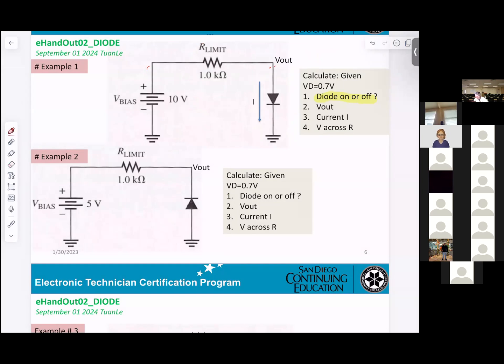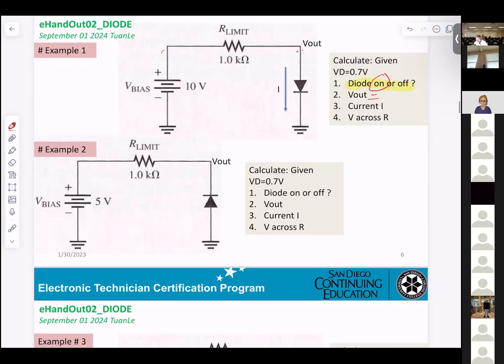Okay, so you already know the diode is off. V out equals plus 0.7 volt.